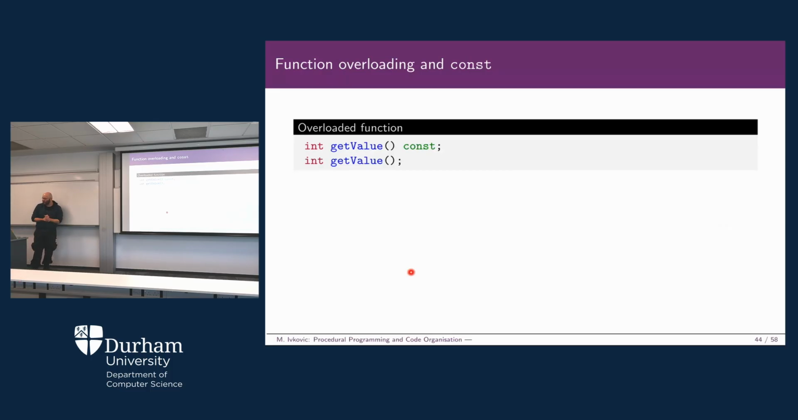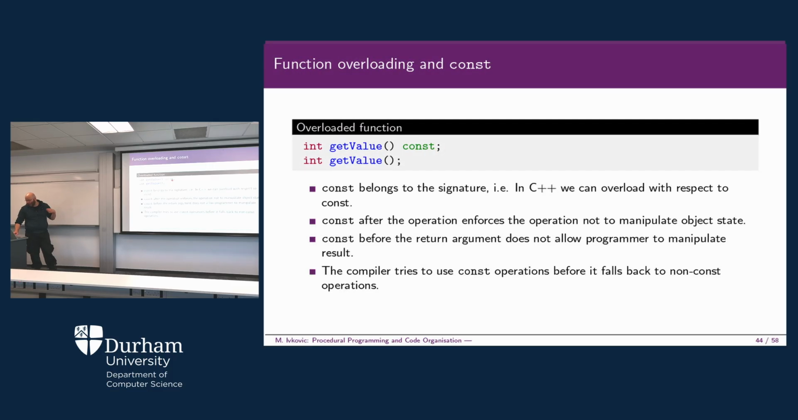Now, I mentioned again C++ only here. C does not allow function overloading, but C++ does, so you can have the same function with different parameter values, either with different parameters, but also with const. C++ allows you to overload the function with a const modifier or without. And the const belongs into the signature, and we can overload with respect to it in C++.